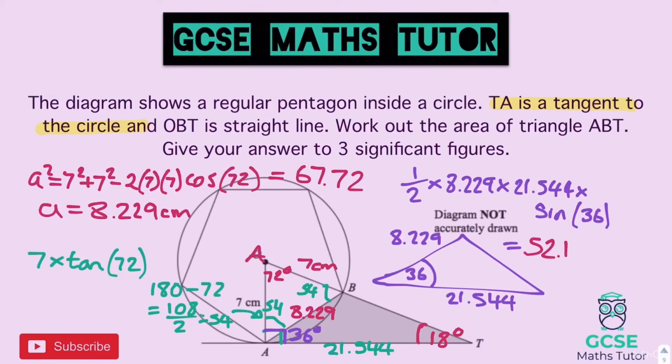or 103. Keep that rounding it properly. And it wanted it to 3 significant figures, so that would be 52.1. There we go. And what we're working out, we're working out the area, aren't we? So it's centimetre squared. There we are. So 52.1 centimetre squared. Final answer.